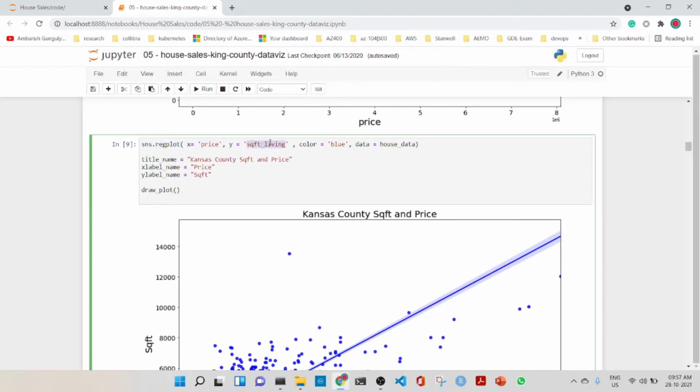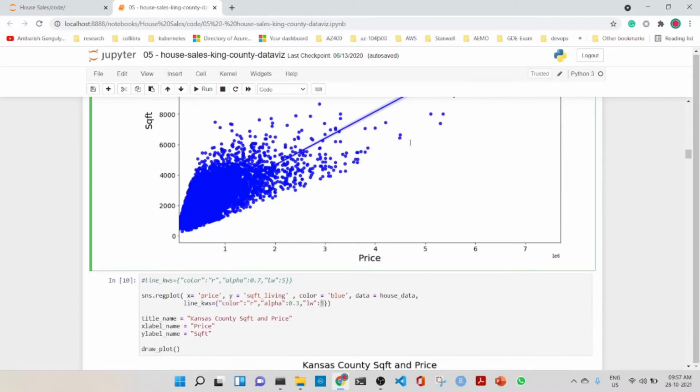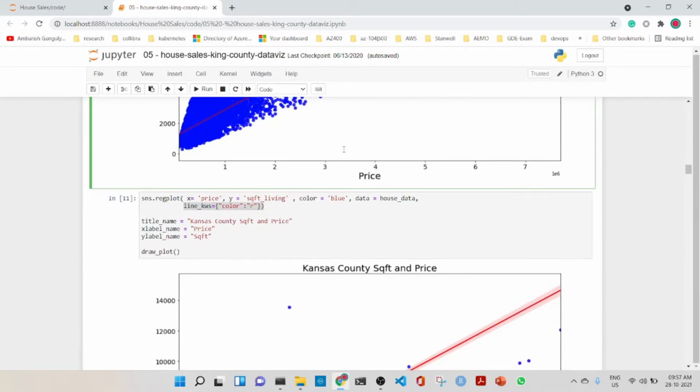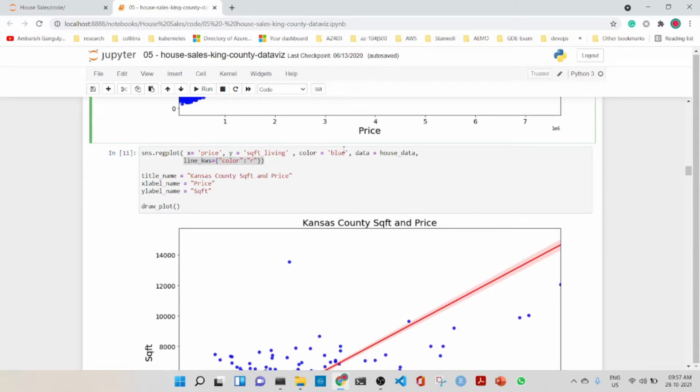X is price, Y is square foot living, color is blue, and the data is the pandas data frame house data. Next one is the regression line with the color as red and the line width as 2. And we are using the line_kws parameter for that. And it is a regression plot again. Similarly, there is another variation of the regression plot, that is color is red.